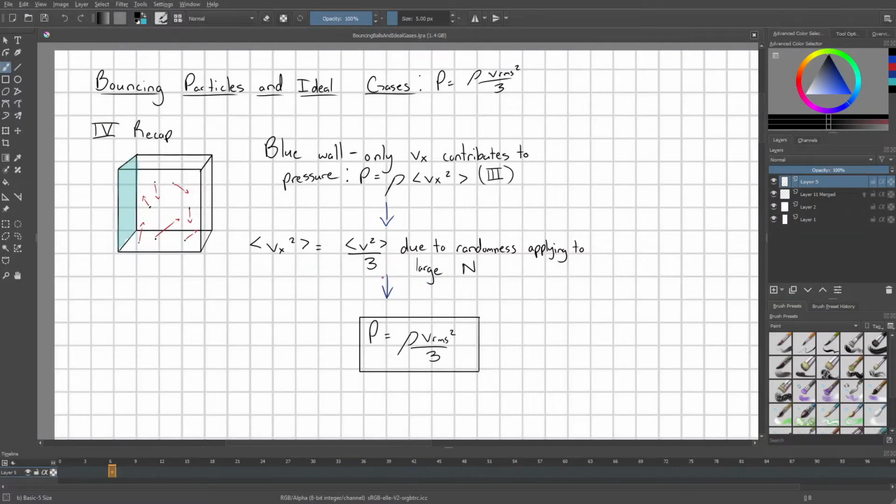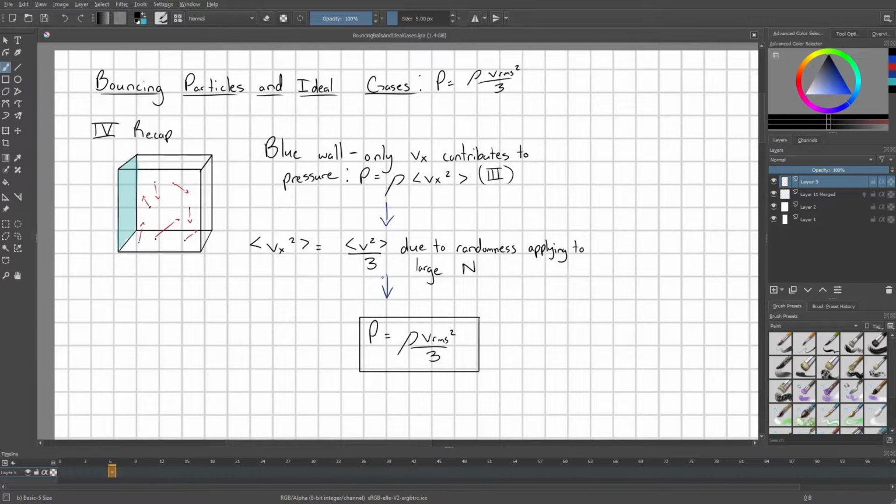So in the last video, we basically reached the conclusion that I wanted to get to for this little set of videos, where we determined that the pressure of our ideal gas was equal to the gas density times the root mean square speed squared divided by 3.